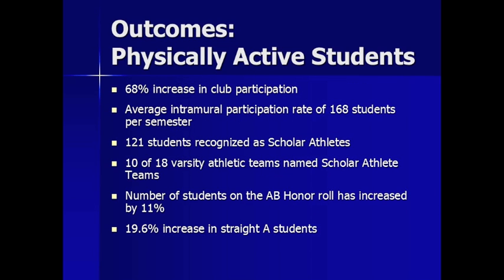68% increase in club participation. Our average intramural participation rate over the last several years has been 168 students per semester. We had 121 students who were named scholar athletes during their athletic conferences. We had 10 out of our 18 varsity athletic teams be named scholar athlete teams. The number of students on the AB honor roll has increased by 11%, and we had a 19.6% increase in the number of straight A students that we have each year.